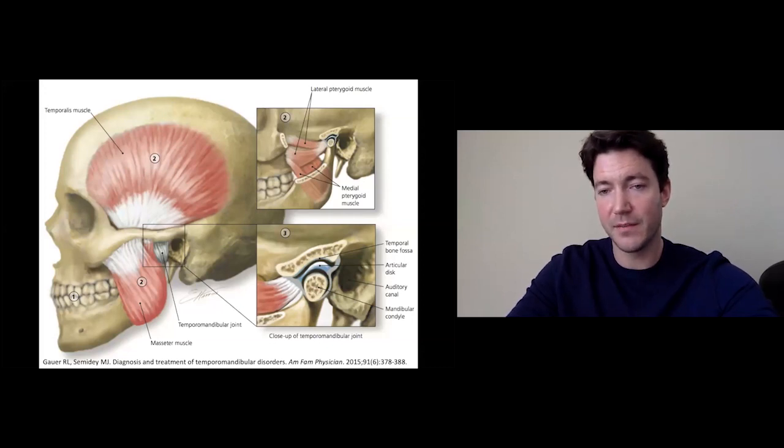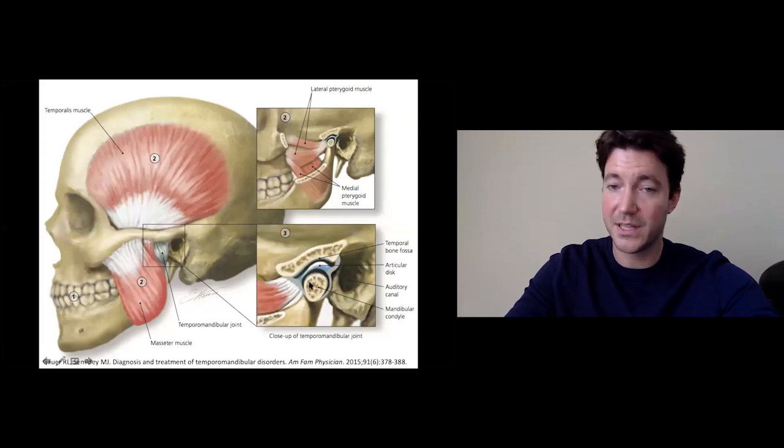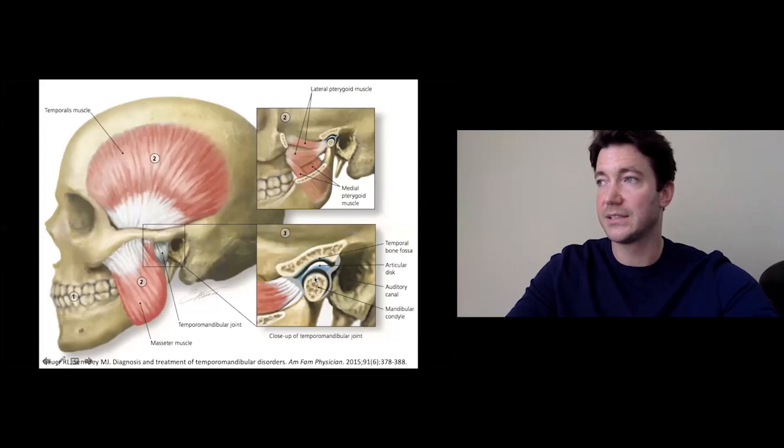You also want to think about the retrodiscal tissues. They're highly vascular and innervated, so you get a lot of discomfort from, for example, an anterior displaced disc, which stretches that tissue out, and when the patient's closing down, or their mouth is closed, they're putting more pressure on those retrodiscal tissues.